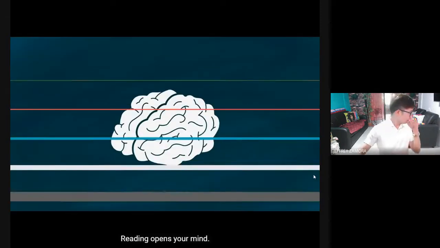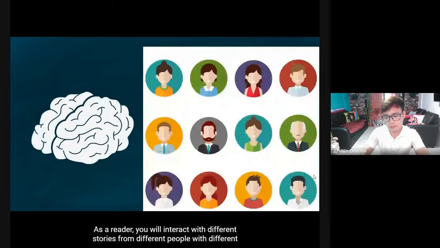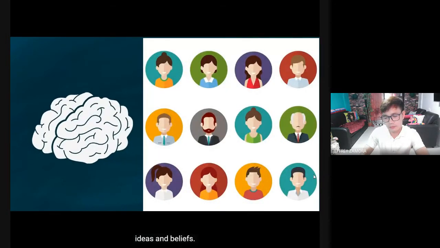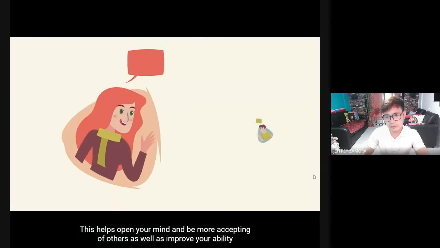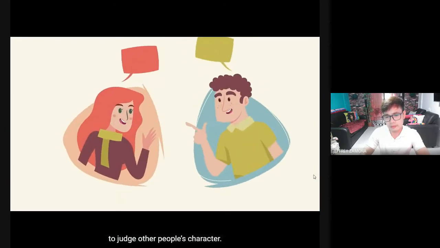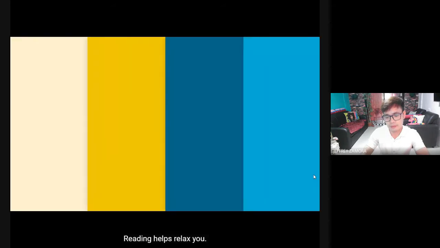5. Reading opens your mind. As a reader, you will interact with different stories from different people with different ideas and beliefs. This helps open your mind and be more accepting of others, as well as improve your ability to judge other people's character. 6. Reading helps relax you.